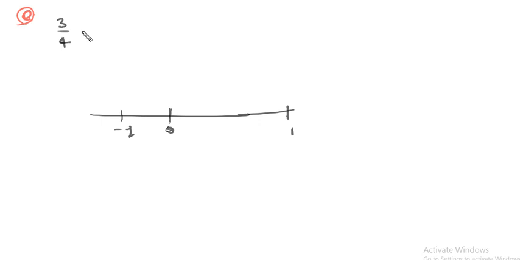So you can write it here. Divide this unit length into 4 equal parts, because here the denominator is 4. So 1 part, 2 parts, 3 parts, and this one is the 4th part. Write down 1 by 4, then 2 by 4, then 3 by 4, then 4 by 4, which is equal to 1.